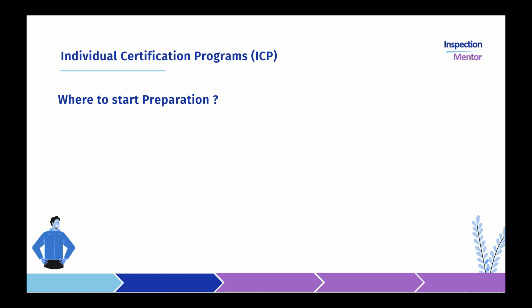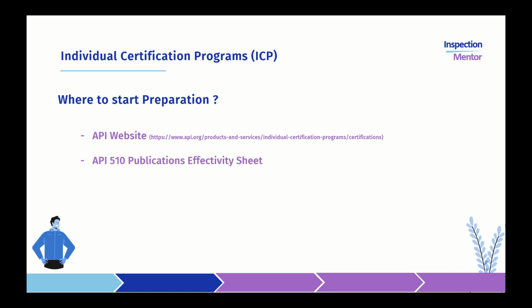So now, let's talk about the preparation for the exam. Where do you start the preparation? Well, I have mentioned several times about the API website, but the first place you should start your preparation is to go to the website. Why go to the website? Just to get the latest information required for the next examination. On this website, you can find the API 510 Publication Effectivity Sheet. You can find the latest body of knowledge, or maybe BOK.